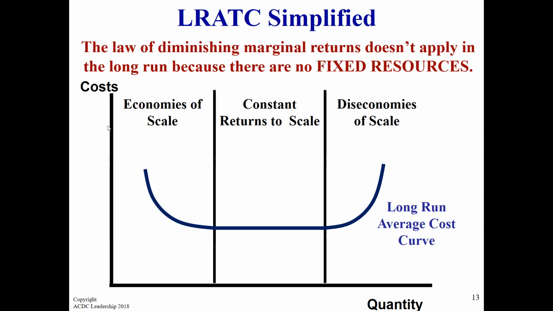In the middle is constant returns, all right? And that is, as output is increasing, average total cost is staying the same. And then the last one, you have diseconomies of scale. In diseconomies of scale, as output is increasing, average total cost is also increasing, all right? So this is only in the long run: economies of scale, constant, and diseconomies. And if you have any questions, of course, as usual, just chat them in, okay?